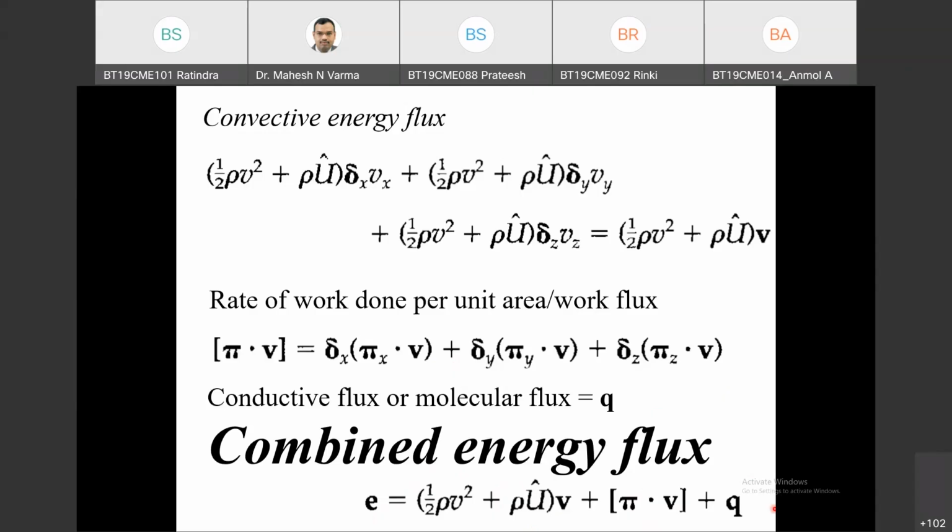Anybody has any confusion over this combined energy flux? Most importantly, this work flux. Everything is clear for work flux?